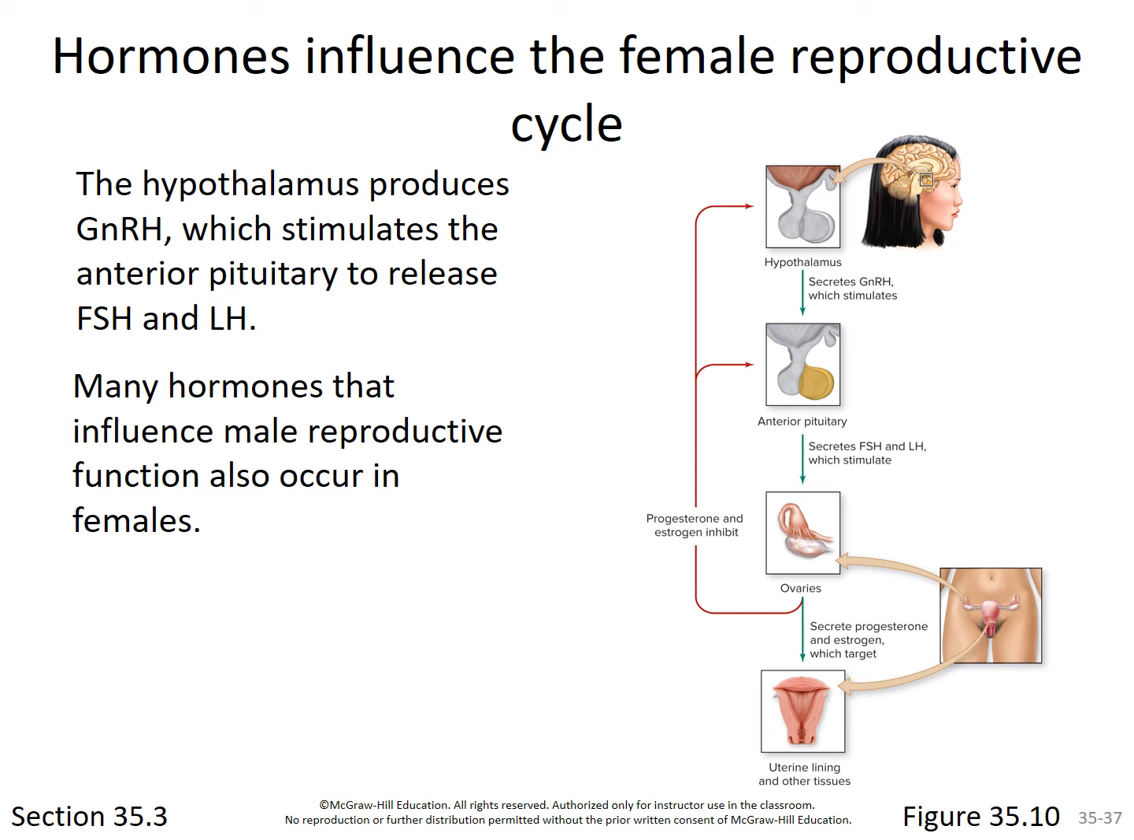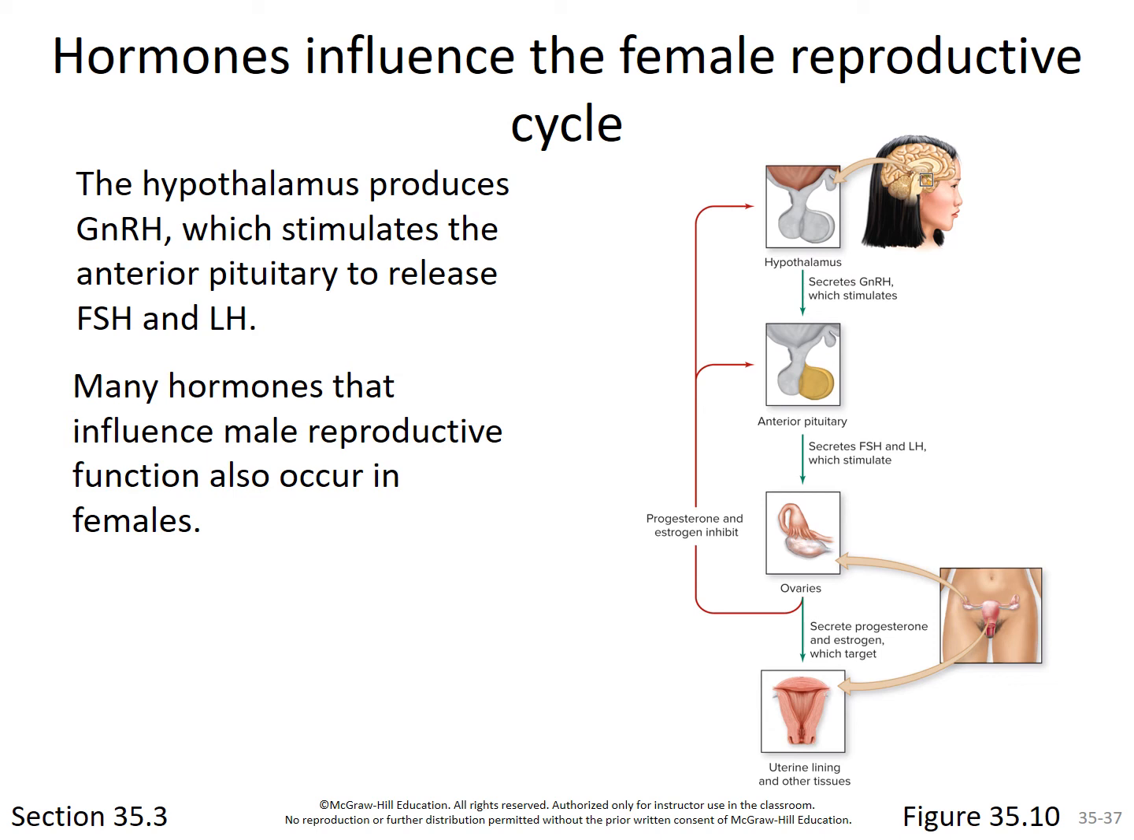What LH will do is to encourage the secretion of progesterone and estrogen. Now, this slide says many hormones that influence male reproductive function also occur in females. That's some wording that I don't really like, because the default for human development is female. So you actually have to introduce a chemical signal to an embryo for it to become male. And so the default for human development is female. So basically all males are altered females.